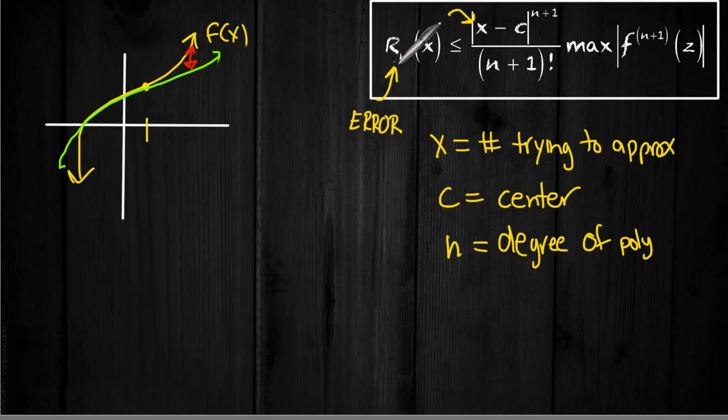So what you want to do to get this error, you want to maximize this entire side here. That means you need to find the maximum x minus c to the n plus 1 value. So let me put that in here. You want to maximize this. And you want to maximize the 4th derivative or the n plus 1 derivative, thus guaranteeing that you're getting the biggest error between the real function and the approximated function within a certain window. So let's just see how this works on a sample problem.